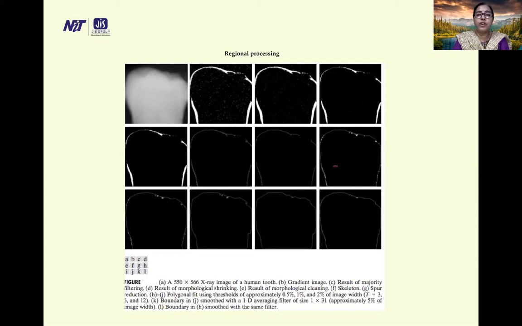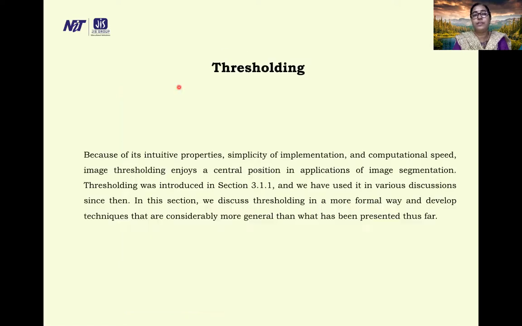This is the skeleton. This is sparse reduction. This is polygonal, and this is another polygonal fit. This is boundary detection, and this is smoothed with the same smoothing filter. So you can find that you cannot get the output directly from the first step. You have to go through different steps to get the layout of this structure. A lot of careful assessment should be there.